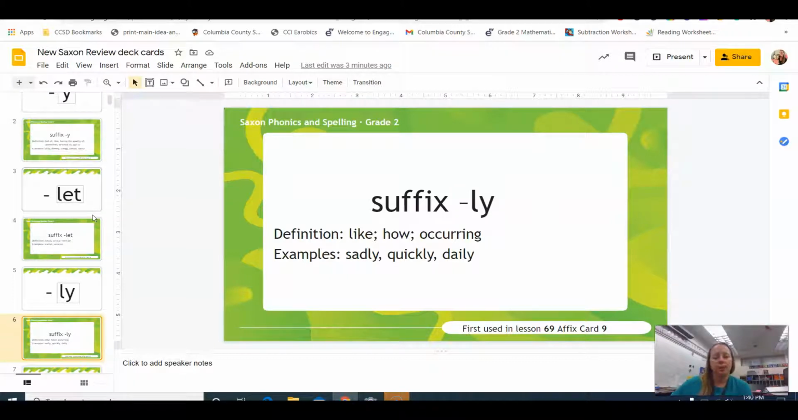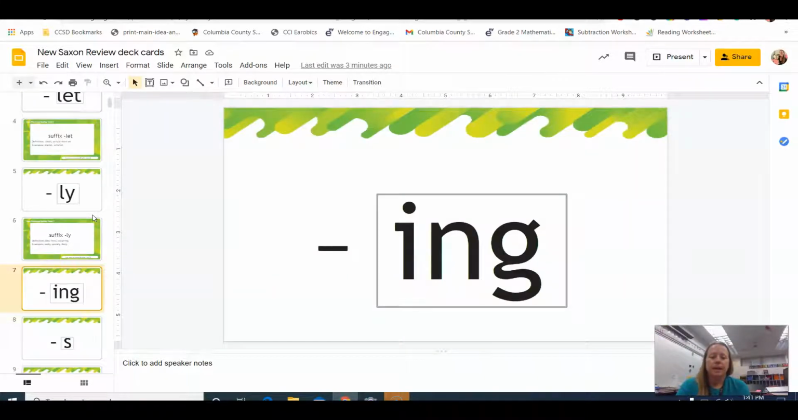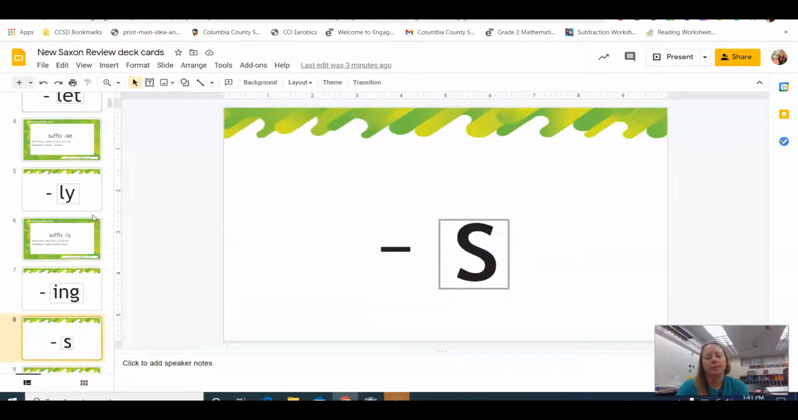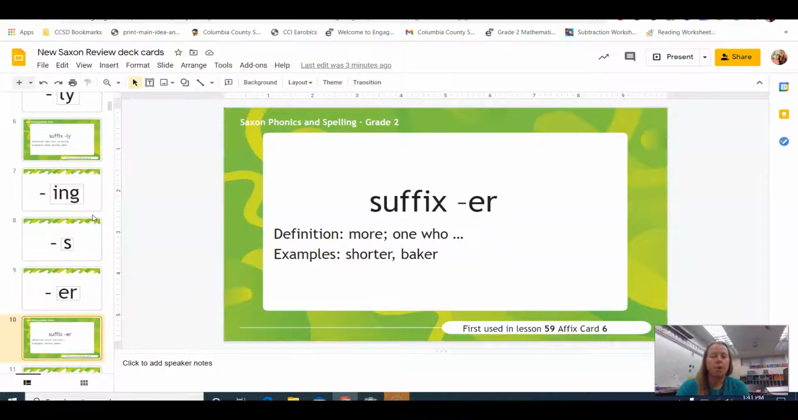Or how quickly are you going? How you're going, quickly or slowly. And occurring on a daily basis or weekly or yearly or monthly, okay? Suffix ing. Ing means happening now. Suffix s is plural, more than one. Suffix er means more or one who.